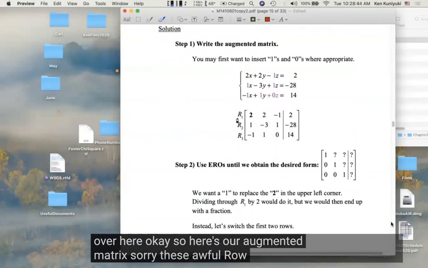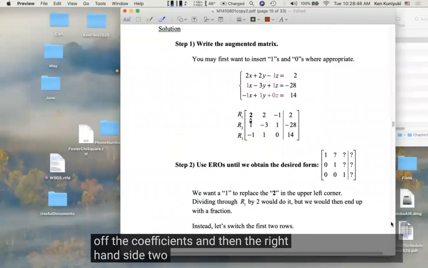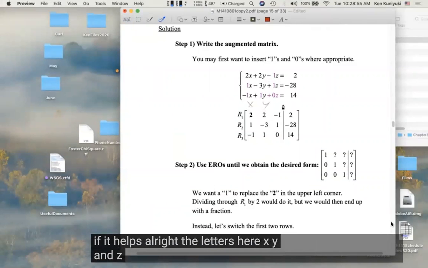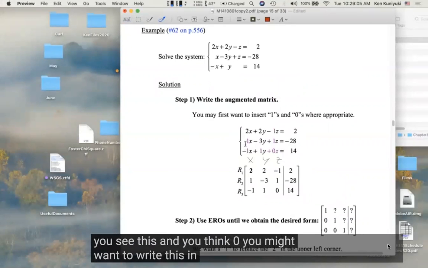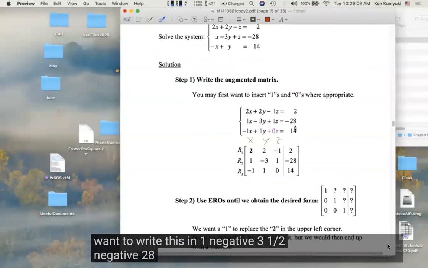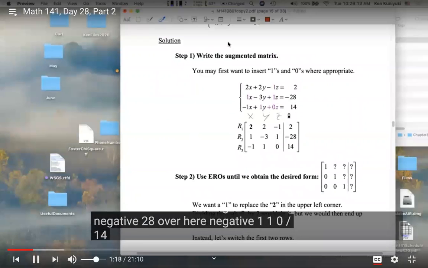I'll read these off. Row 1, reading off the coefficients, and then the right-hand side: 2, 2, -1, 2. If it helps, I'll write the letters here: X, Y, and Z. Row 2, 1, don't forget the 1. If you see this and you think 0, you might want to write this in. 1, -3, 1, / -28. Over here, -1, 1, 0, / 14.